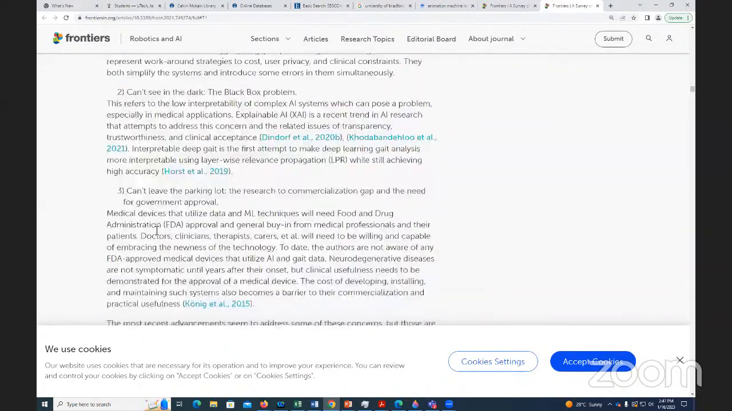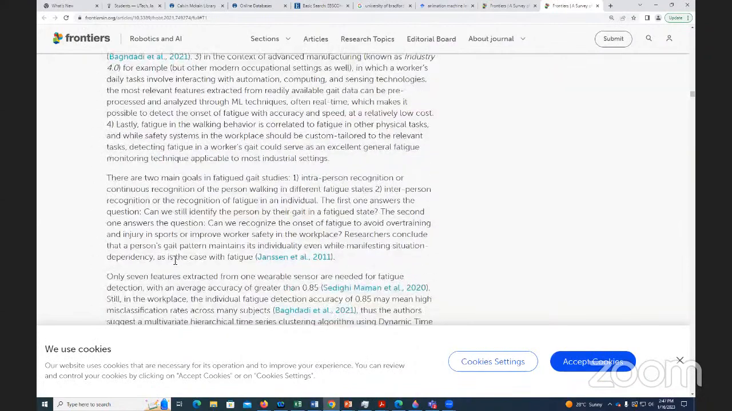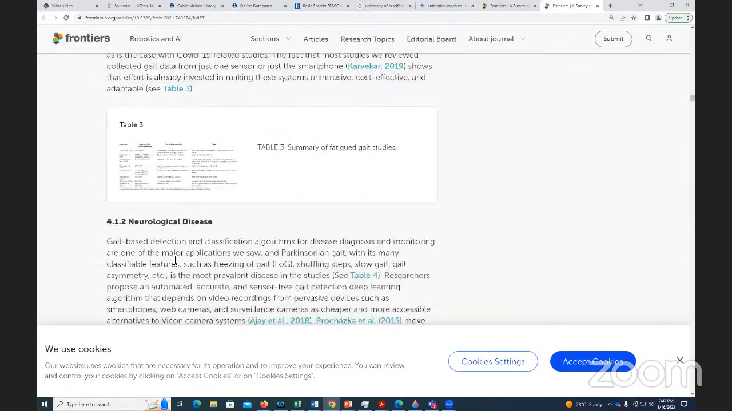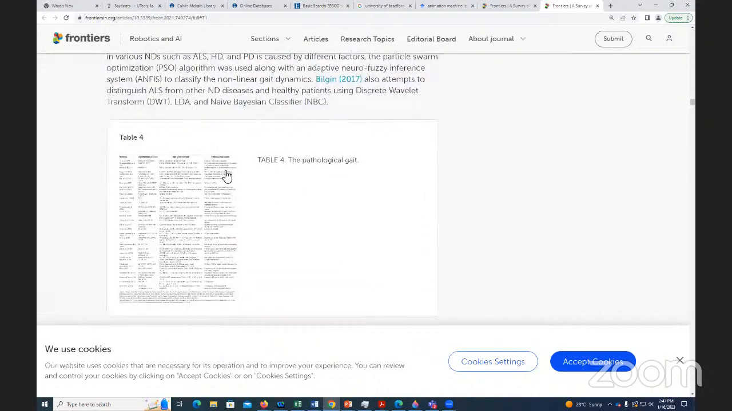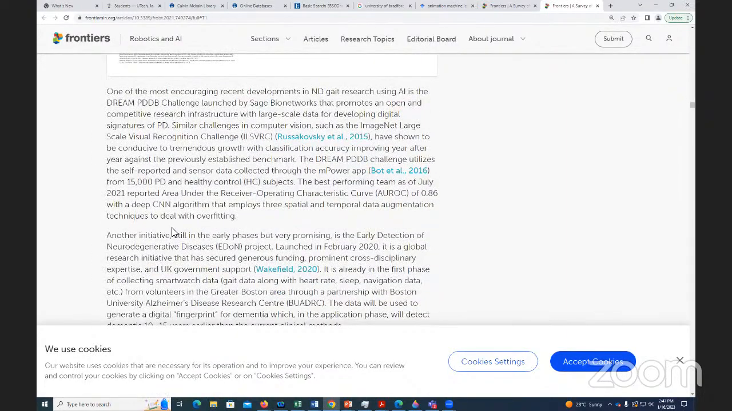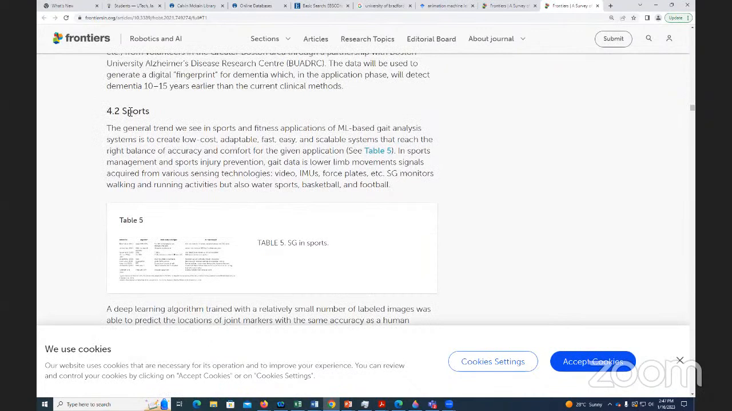Not surprising. So they talk about that here and what is abnormal gait. They talk about fatigued gait. Well, I guess when you're walking for a long time, you're tired. I don't know. Could read about it. Neurological diseases like Parkinson's. And then they talk about the pathological gait, and we could make that bigger. Then they talk about sports. I don't know, what does SG stand for? I don't know. Anybody knows? SG obviously stands for something, and maybe they defined it earlier, and I don't know.